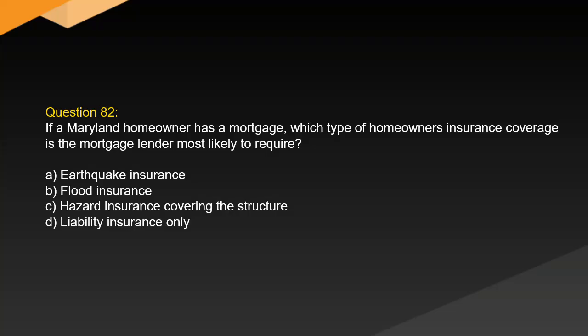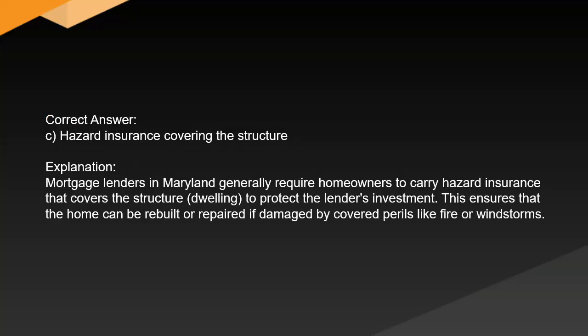Question 82. If a Maryland homeowner has a mortgage, which type of homeowner's insurance coverage is the mortgage lender most likely to require? A. Earthquake insurance. B. Flood insurance. C. Hazard insurance covering the structure. D. Liability insurance only. Correct answer: C. Hazard insurance covering the structure. Explanation: Mortgage lenders in Maryland generally require homeowners to carry hazard insurance that covers the structure, the dwelling, to protect the lender's investment.